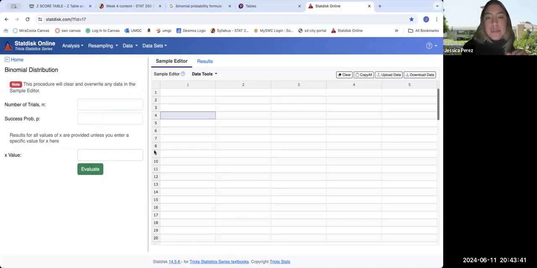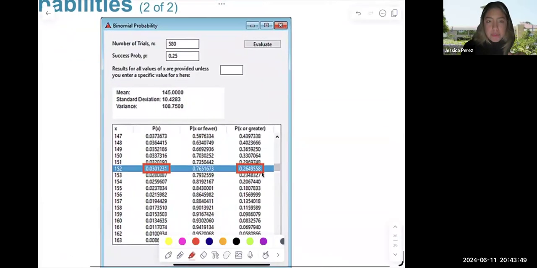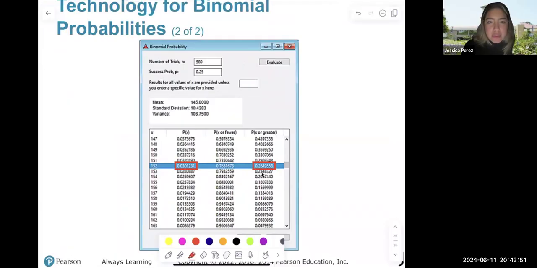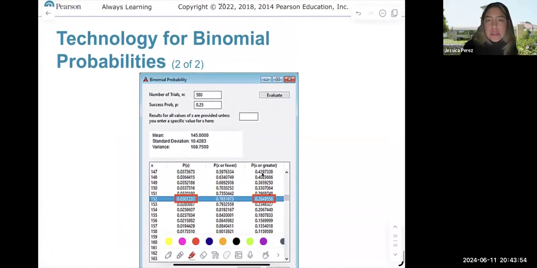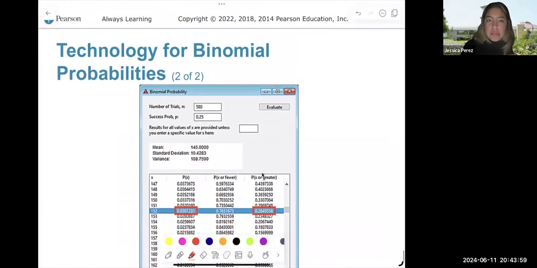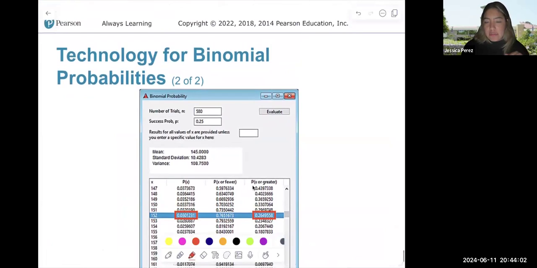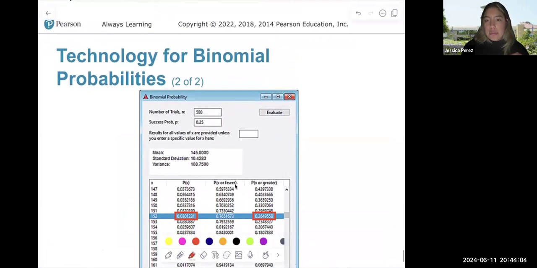So you can always use technology to find the solution as well. See, this is an example. This is using StatCrunch, I believe. It's either StatCrunch or StatDisk, whichever one. It also tells you the mean and the standard deviation. It always gives you P of X, the probability of X or fewer, or X or greater. Okay. So you will always have that available when you plug in the values.